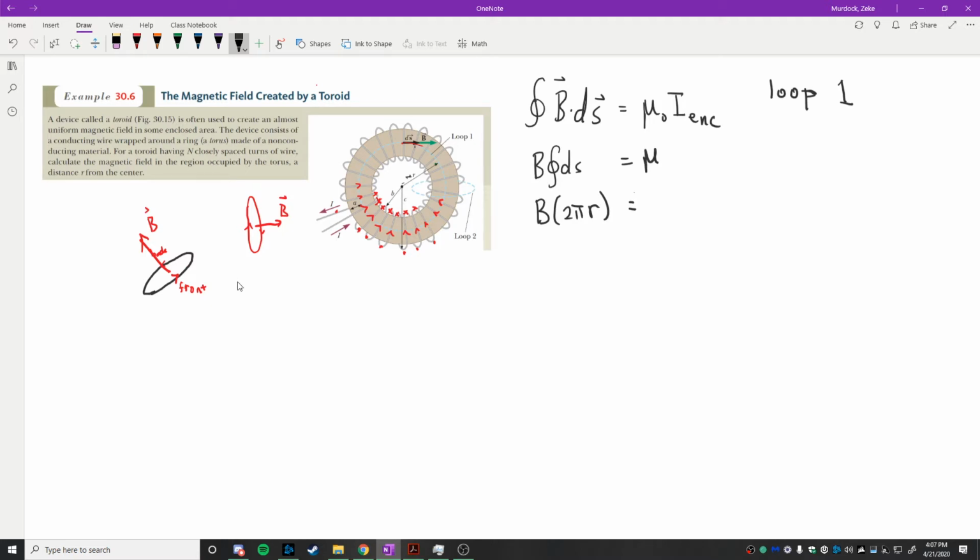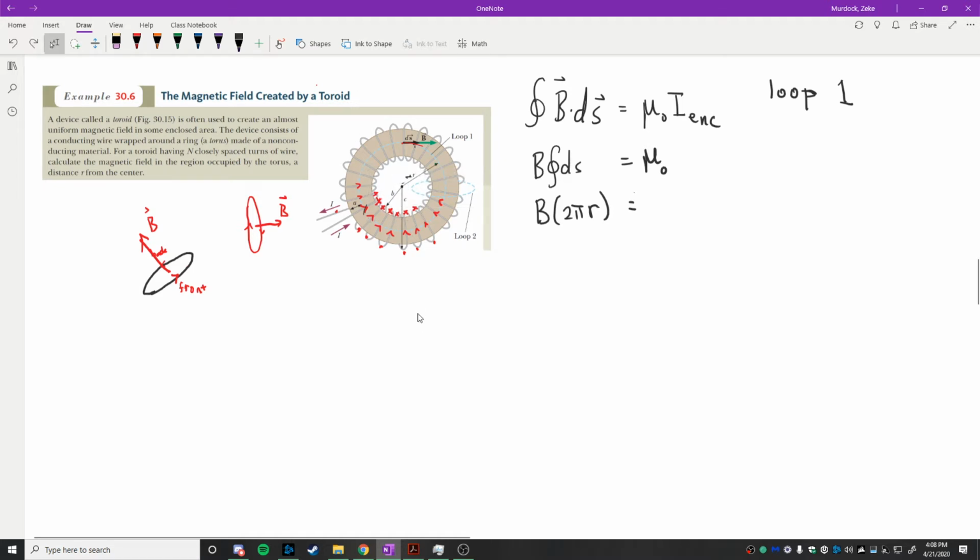The right-hand side, we just need to calculate the current that's enclosed by our loop. So all the places where I've drawn x's right here, there are little wires that are piercing through the inside area of our loop right here, right? Loop 1 creates a surface. The surface is basically the screen of the page right here. Whoops, I did not mean to do that.